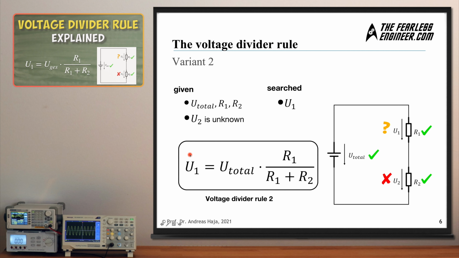So the voltage drop across the first resistor, which we are looking for, is the product of the total voltage drop multiplied with the ratio of resistor number 1 and the sum of both resistors, R1 plus R2. So in situations such as this one, where you have the total voltage given, you can apply this formula here instead of the previous one.